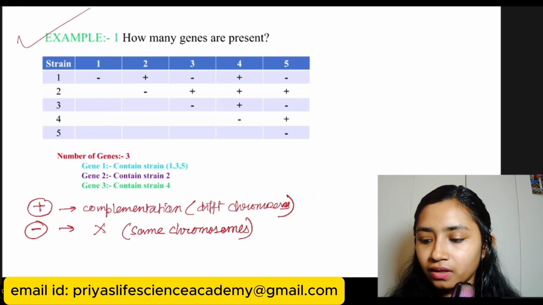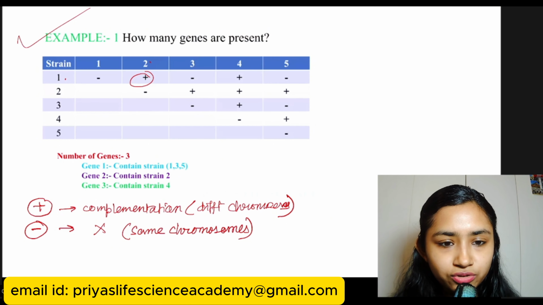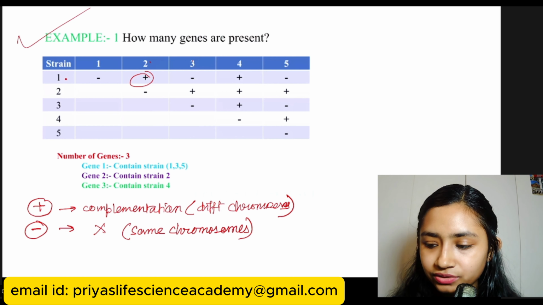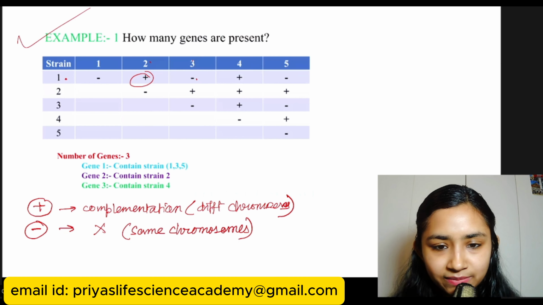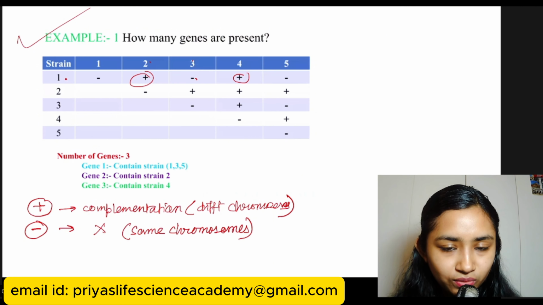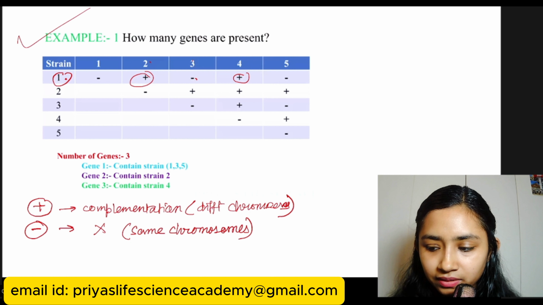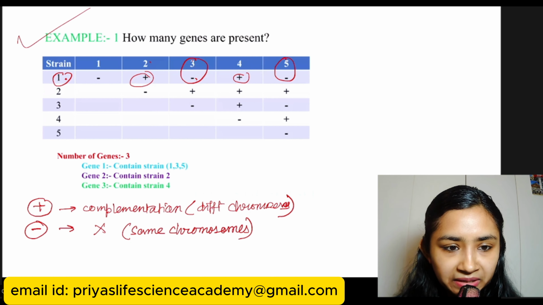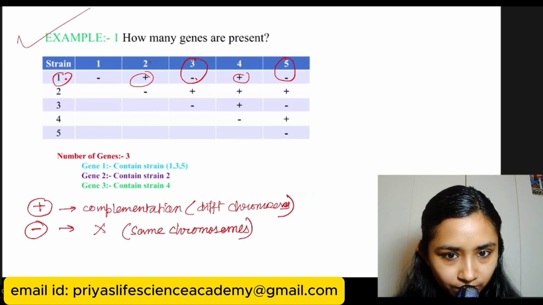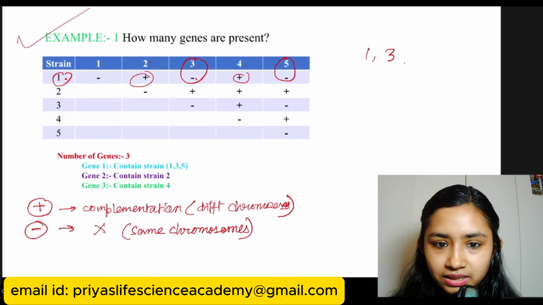So 1 and 2 there is a plus, so 1 and 2 are on separate chromosomes, but 1 and 3 they are on the same chromosome. 1 and 4 it is plus, that means complementation, so they are on different chromosomes. But here you can see 1 with 3 and 5, minus means no complementation, that means they are on the same chromosome. Okay, so 1, 3, 5.